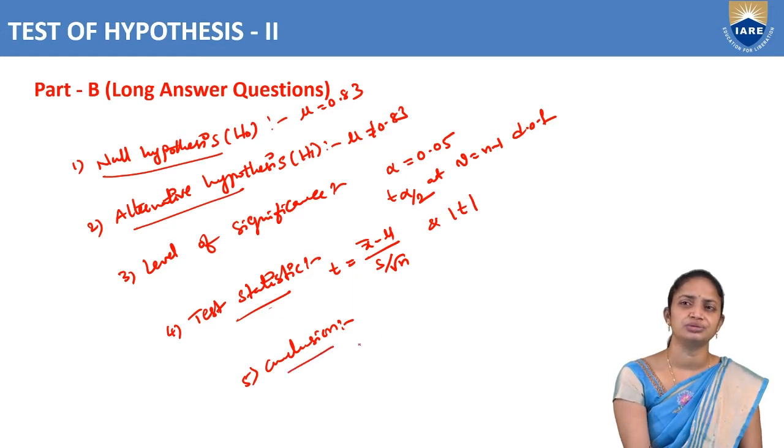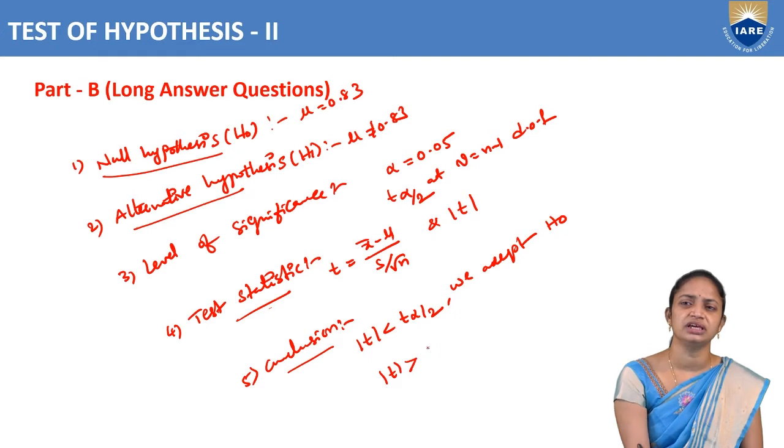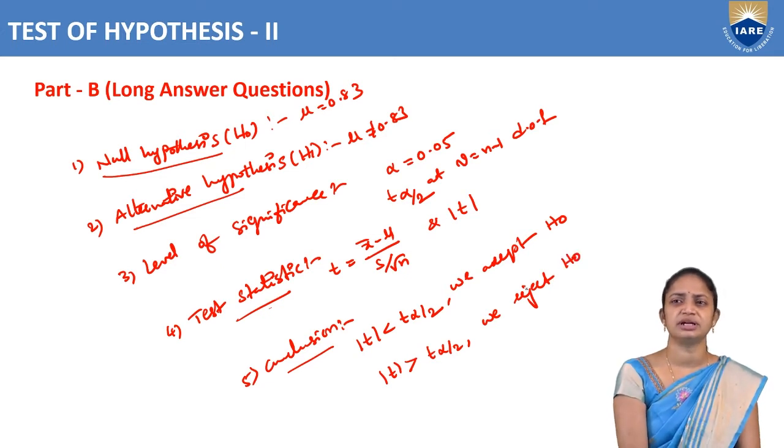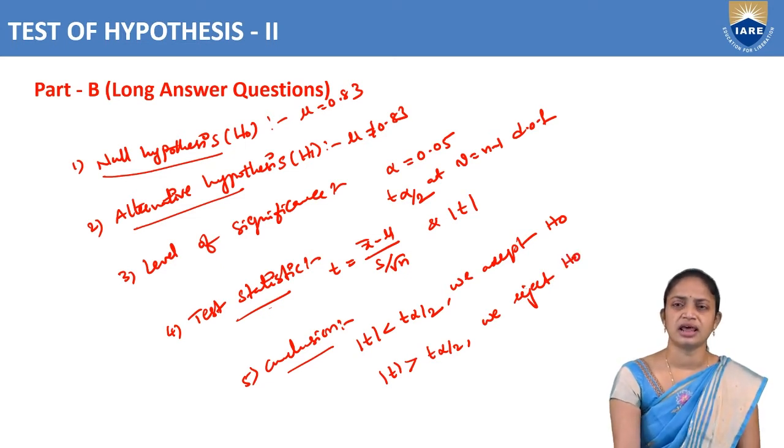So what about the conclusion? The conclusion is, if modulus of t is less than T alpha by 2, we accept our null hypothesis. That means our statement. If modulus of t is greater than T alpha by 2, we reject our statement. That is, we reject our null hypothesis.